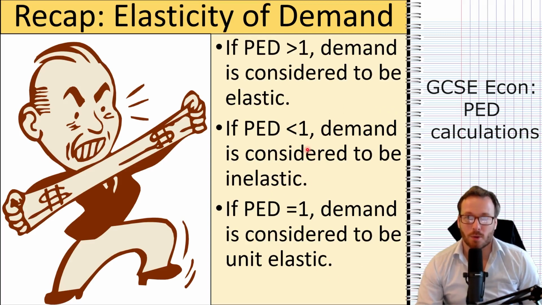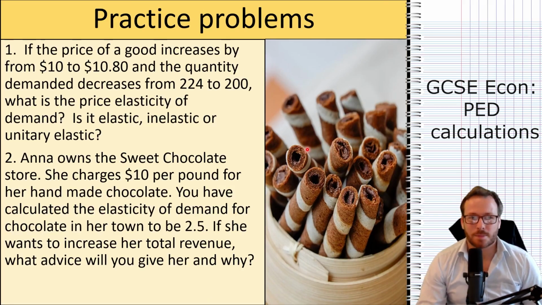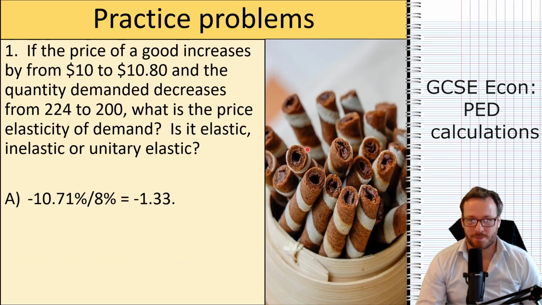All right, moving forward. Practice problems for you. Pause the video and have a crack. The first one means you've got to calculate the percentages as well and work out if it's elastic or inelastic. So let's have a look. Did you manage to get this? So our percent change in quantity demanded is minus 10.71%, and our percentage change in price is 8%, leading to a value of minus 1.33.